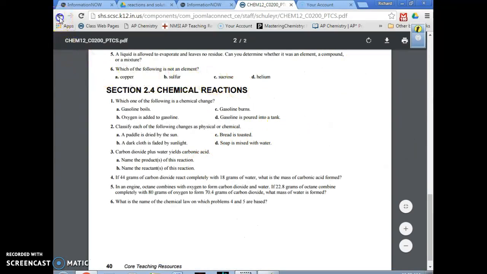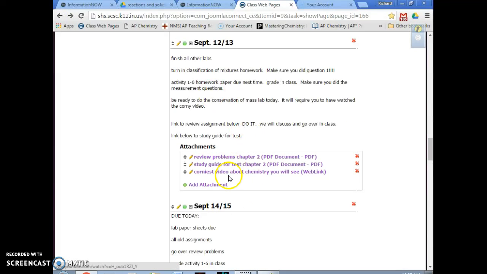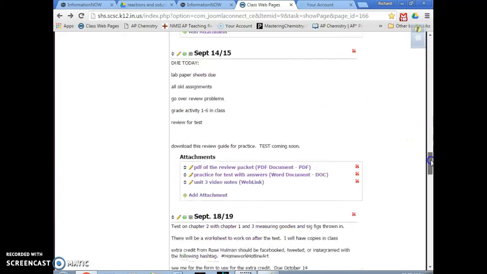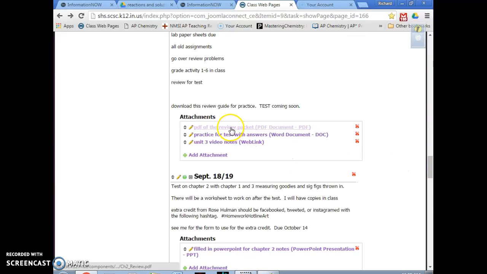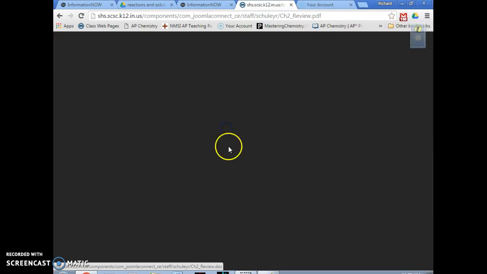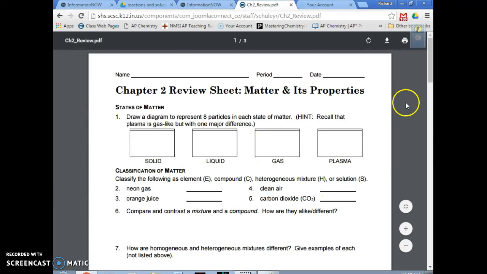So what I'm going to do real quickly, I'm just going to go look at that one. I know you have the answers down there, where is that? Down here on the test date. There's a PDF of the review packet, and there's a practice for the test with answers. We'll look at that one in a minute. We'll look at this PDF. The answers are down there.